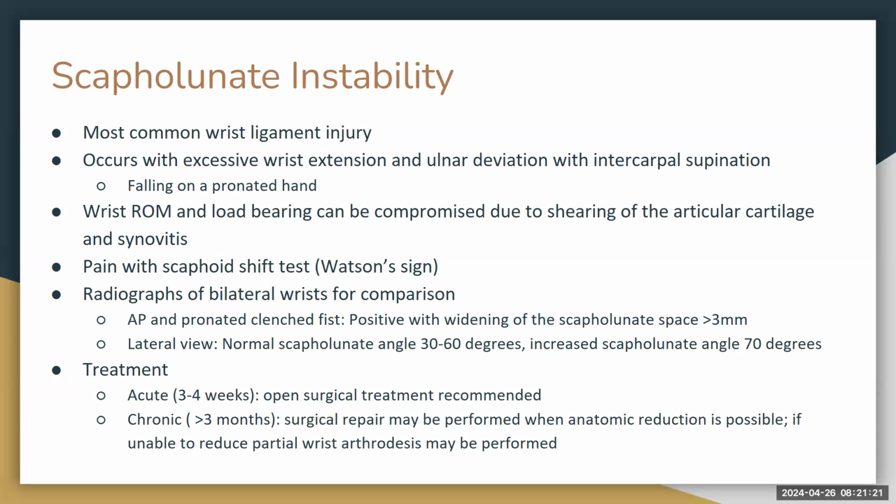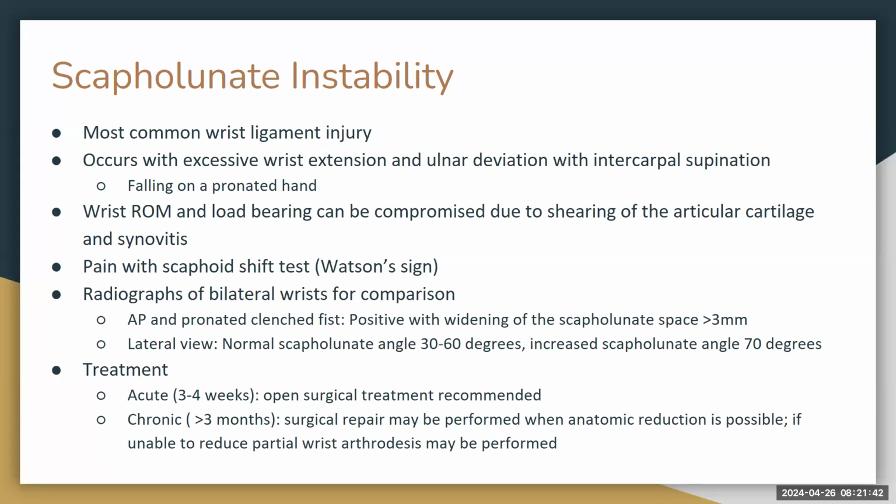Radiographs of the bilateral wrist may be needed for comparison. So AP and pronated clenched fist. They have positive widening of 3 millimeters. On the lateral, you talk about the scapholunate angle: 30 to 60 degrees is normal, increased above 70 is abnormal.